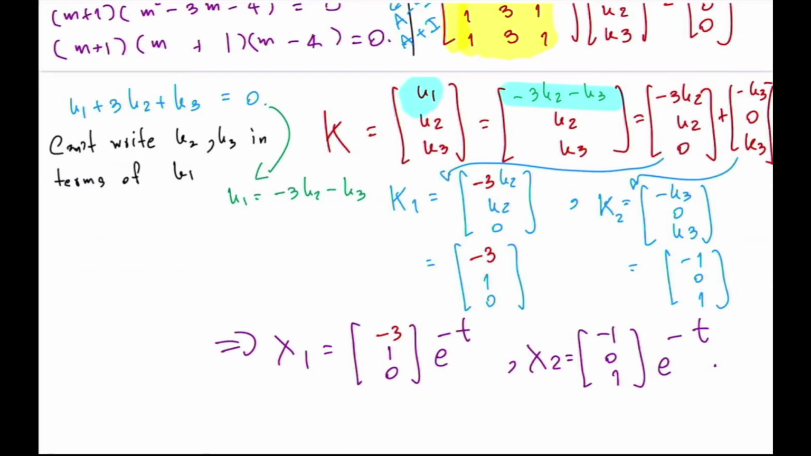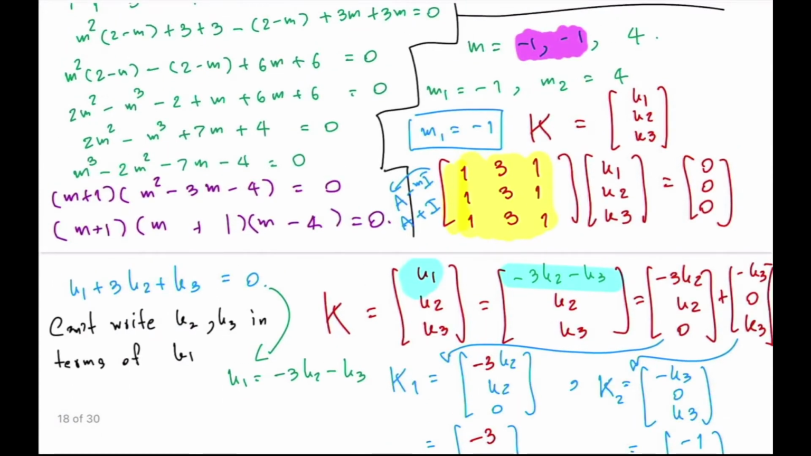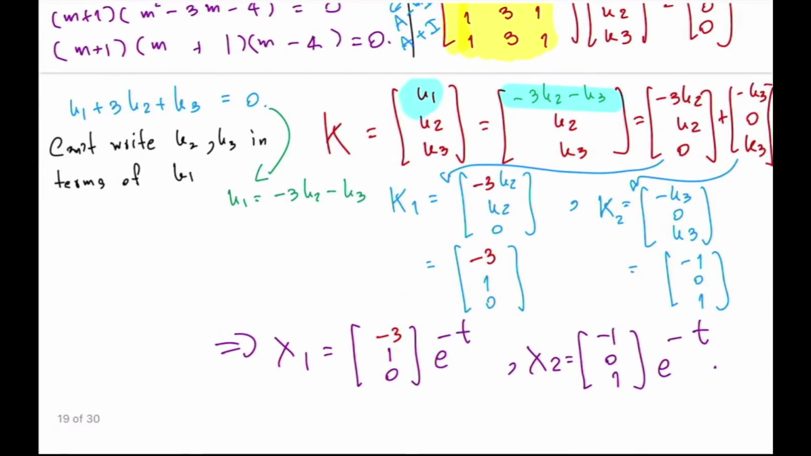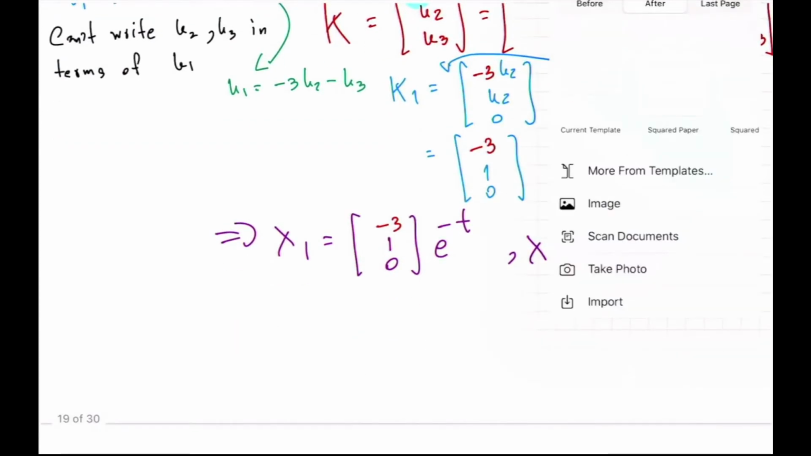Okay. So next you need to work with M2. Okay, this is M1, right? And for M1, you obtain two eigenvectors, K1 and K2. Then you obtain two solutions already. Next, we need to look at... Okay, let me go to the new page. Next, we need to look at the case when M2 equals 4.